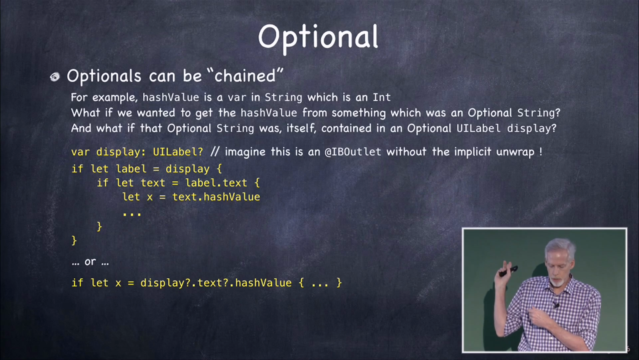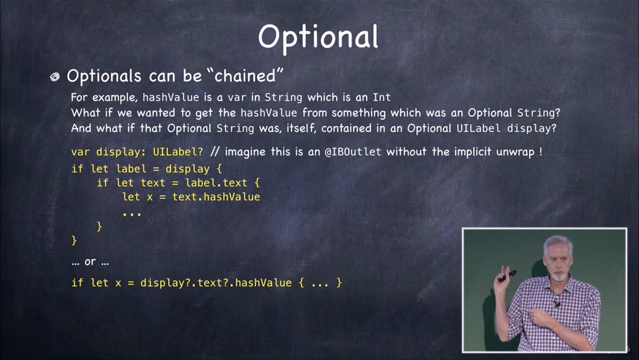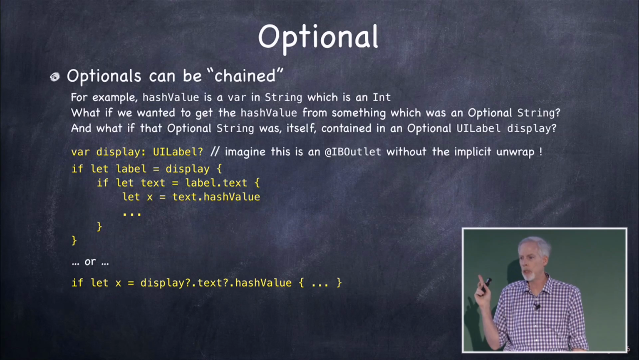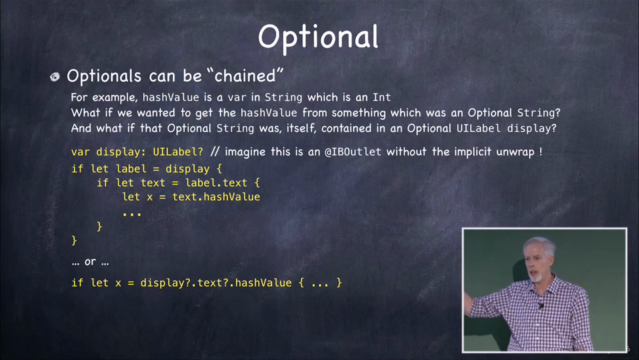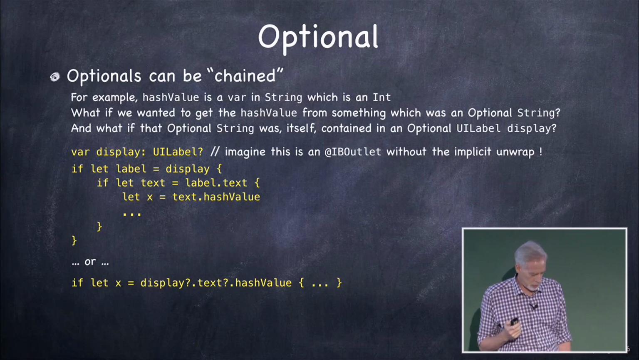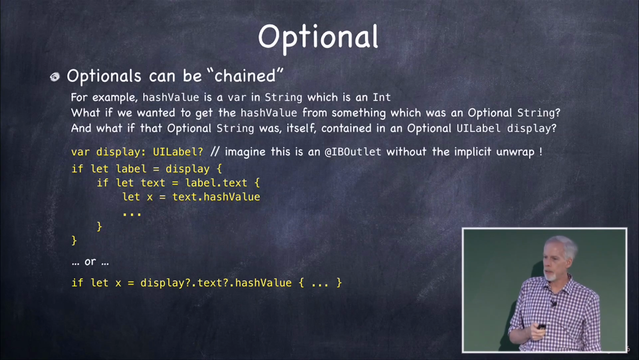What type do you think x is right there? Int, almost. Optional int, exactly. It has to be optional int because any of those things could fail and it would return nil, so it has to be able to take nil. So that would be an optional int because hash value returns an int. Okay?